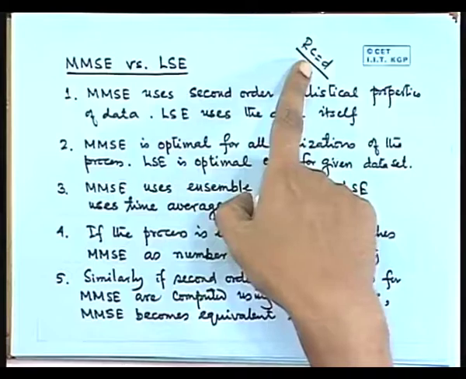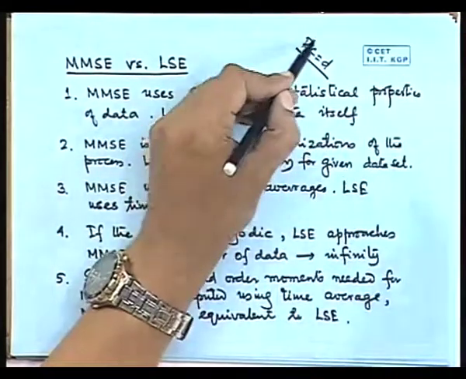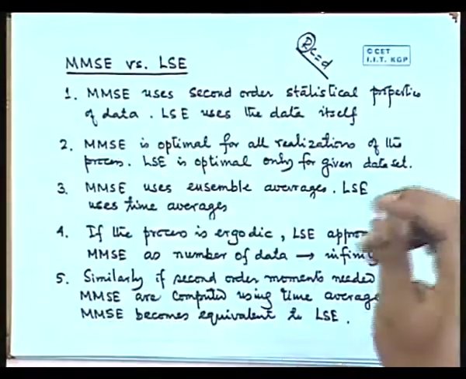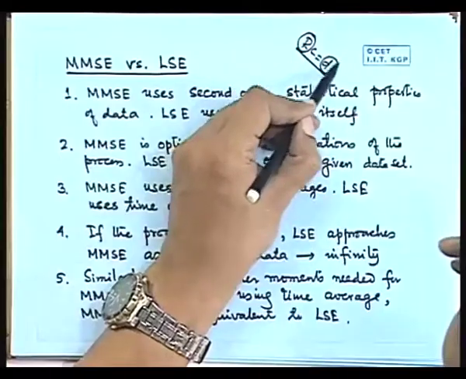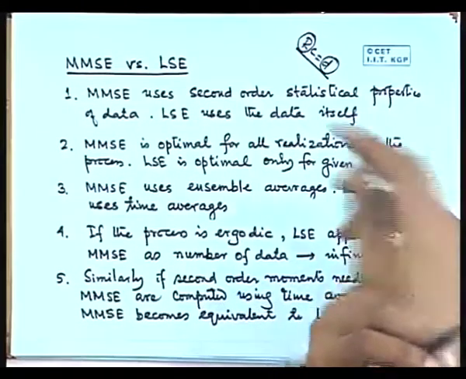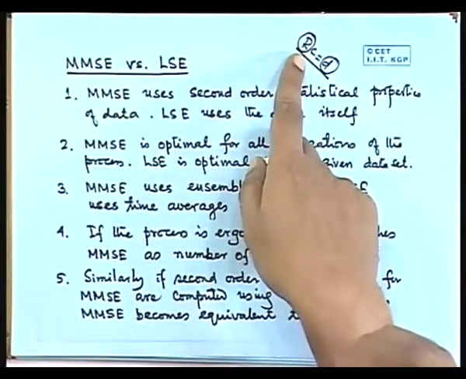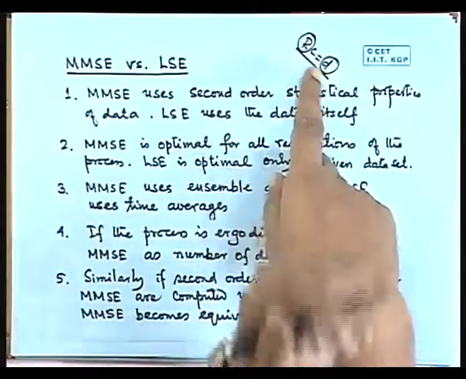The solution of this equation. So what is R? R is the second order moment of X. Similarly, what is D? D is the cross correlation. R is the autocorrelation function of X. D is the cross correlation function between X and Y. So we need to know these things. We need to know the cross correlation and autocorrelation functions of the underlying stochastic processes. Without this we cannot find an MMSE, right?